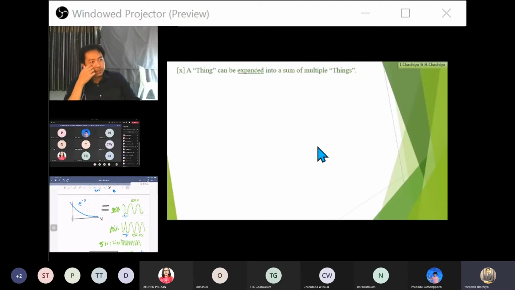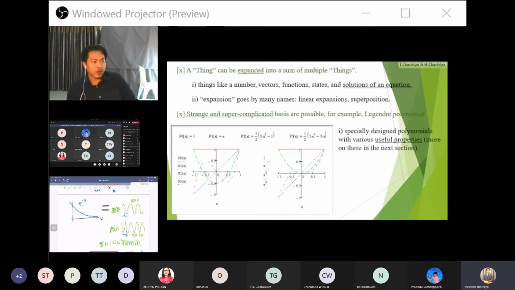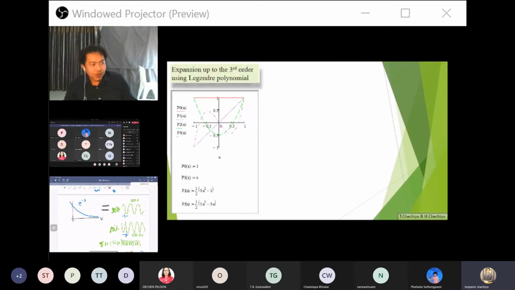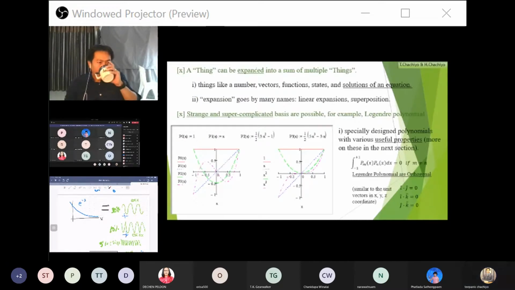Okay. So to sum up the thing we have talked about so far, a thing can be expanded into many things like vector, number, solution of an equation, and so forth. And I believe we will have time to talk about the Legendre polynomial expansion as well for this week's lecture. Okay. All right. I think I should go slow over here.